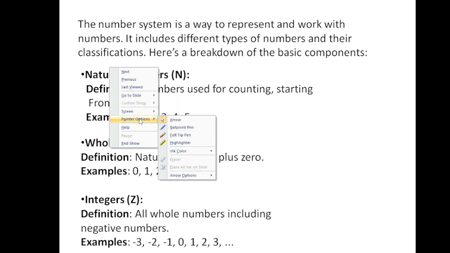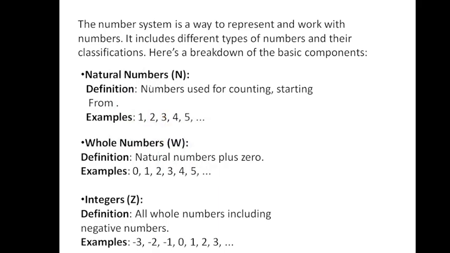Now we take a pen. Natural numbers are denoted by N. What is the definition of a natural number? Numbers used for counting, starting from 1, 2, 3, 4, 5 and so on. It does not include 0.